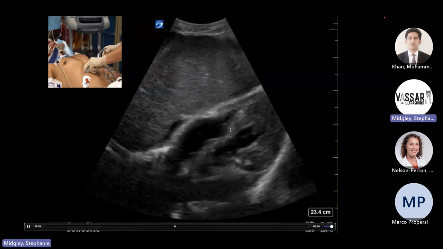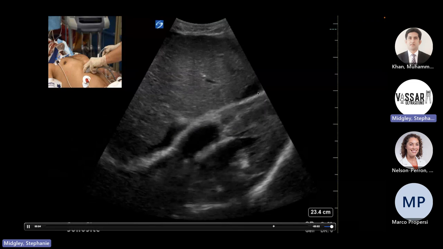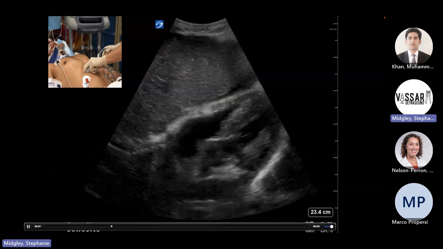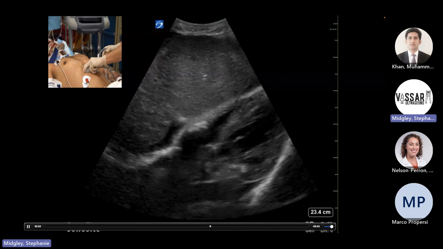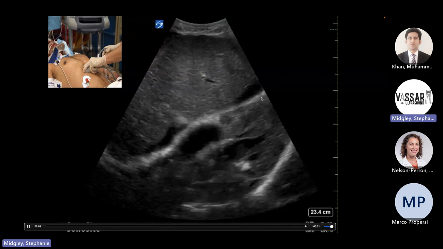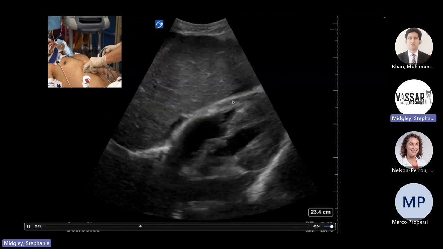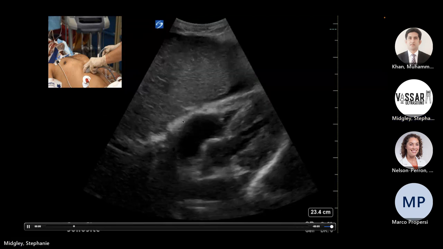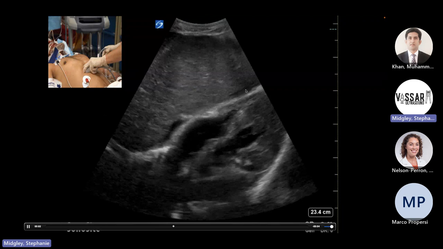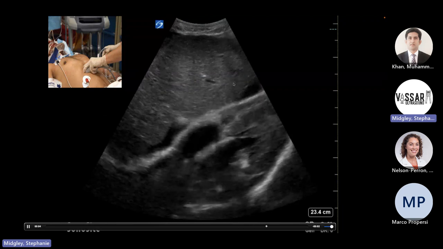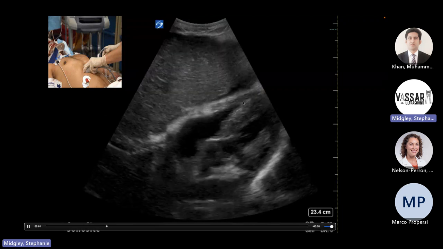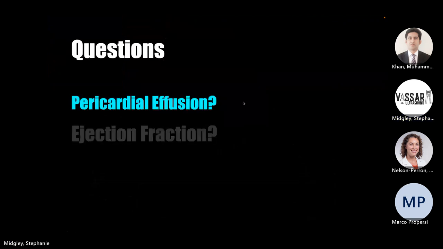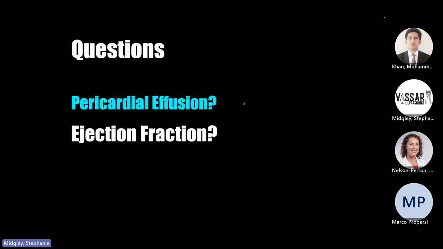This one's a little tricky. Your eyes really just have to track, where's my pericardium? So here's the bright white of my pericardium and my myocardium is actually touching it. So where is this free fluid? Exactly. So this is intraperitoneal. This is free fluid in the belly, not pericardial effusion. Does everyone understand that one? I'm going to say yes.